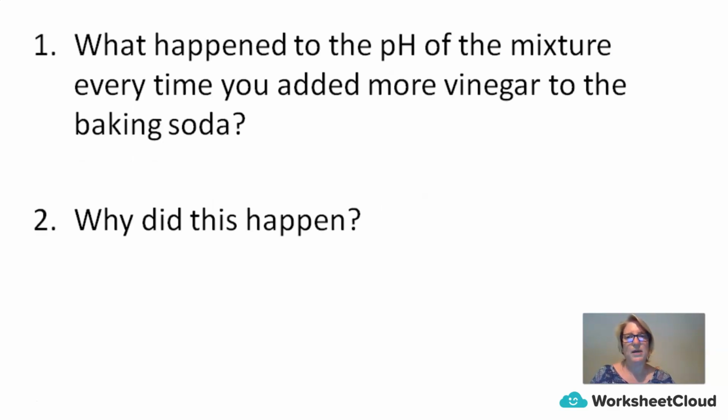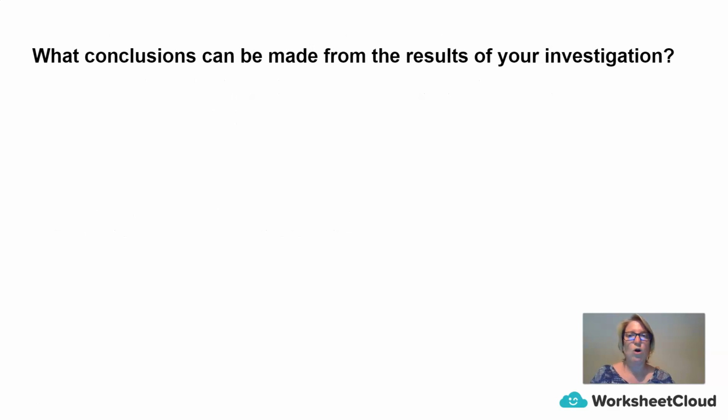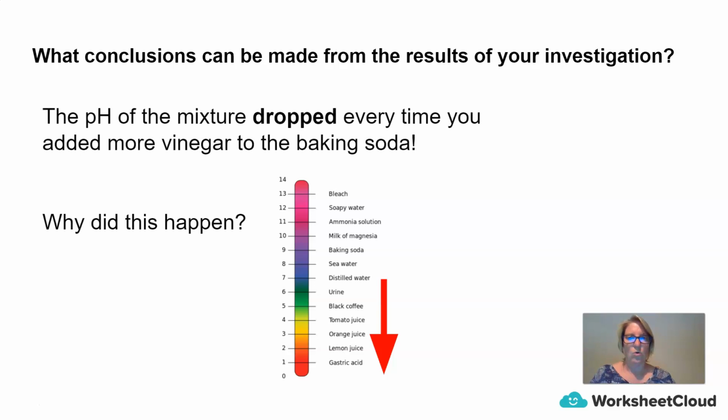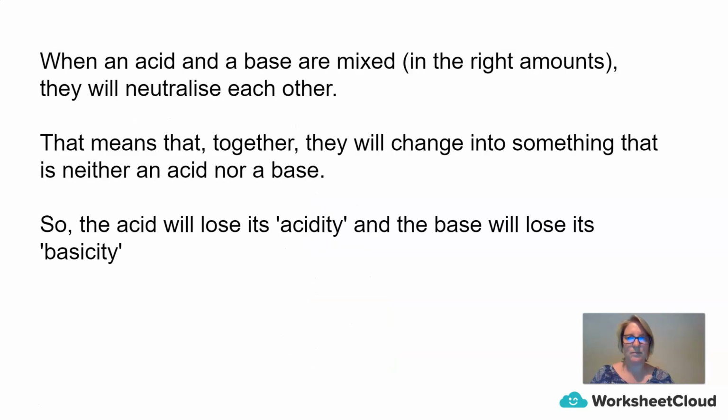So what happened to the pH of the mixture every time you added more vinegar to the baking soda? And I wonder if you are able to tell me why did this happen? What conclusions can be made from the results of your investigation? So if we have a look, the pH of the mixture dropped every time we added more vinegar to the baking soda solution. So why did this happen?